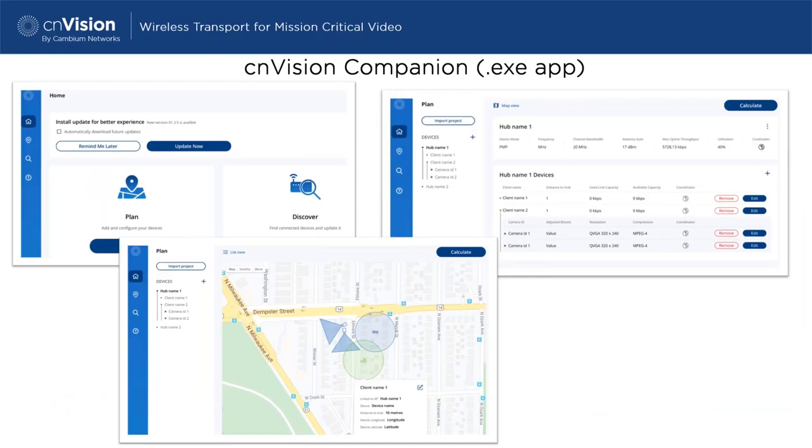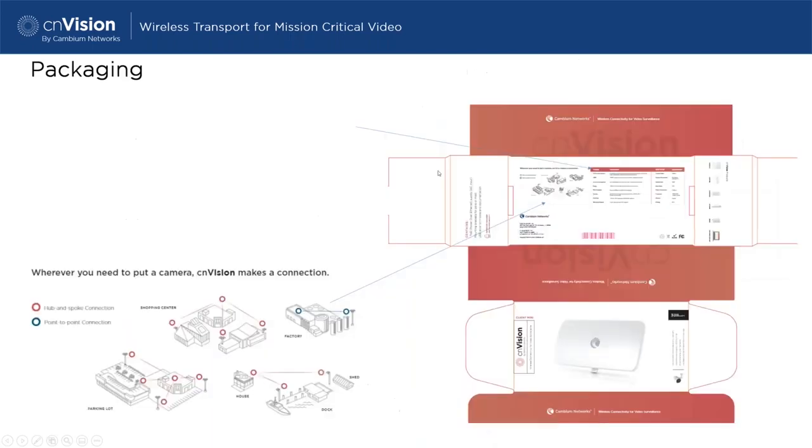As I was saying, the cnVision Companion, the deployment tool. So these are some of the screen captures of this. This is still finishing up its last bit of development. It will be available on our website for download shortly. But as you can see here, it has things like resolution, bitrate, compression, and finding the devices and showing information in a hierarchy and things like that.